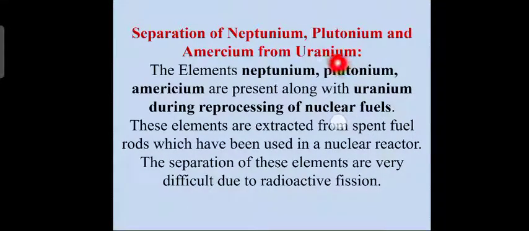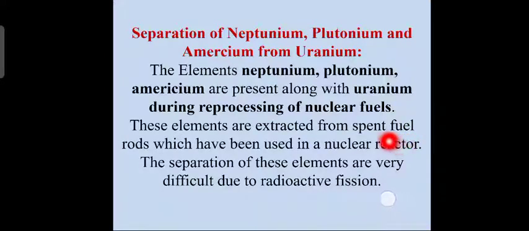Separation of neptunium, plutonium and americium from uranium. In this we are going to study how to separate neptunium, plutonium and americium from uranium. These elements are present along with uranium during the reprocessing of nuclear fuels. These elements are extracted from spent fuel.